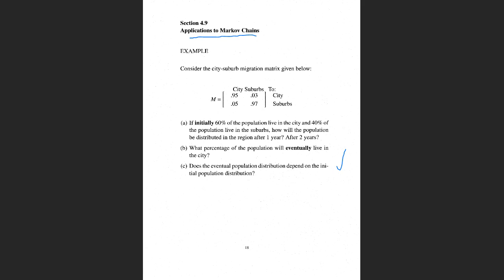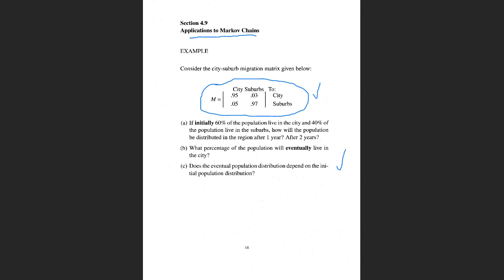Okay, so what we have here is what's called a migration matrix. It's a 2 by 2 matrix, and it shows the chances that a person will migrate from the city to the suburbs, to the city, or from the city to the city, or the suburbs to the suburbs.